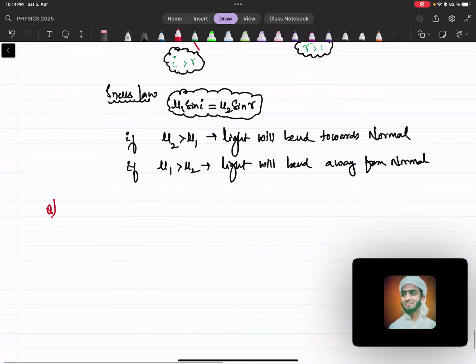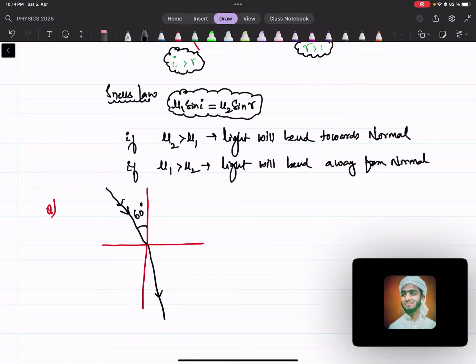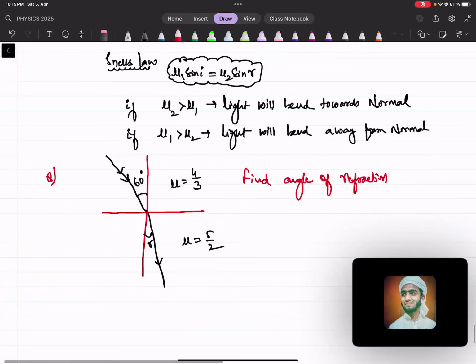Tell me the answer for this question. If the ray of light is going like this, roughly, and this is your normal, and the ray of light is going from the rarer medium like this, and this is your angle, say for example, 60 degrees. It will bend towards the normal. So this will be your refracted ray r. This is mu, mu is equal to, say, 4 by 3, and this is mu, mu is equal to, say, 5 by 2. Now my question is: find the angle of refraction. This is the question. Can anyone do it?